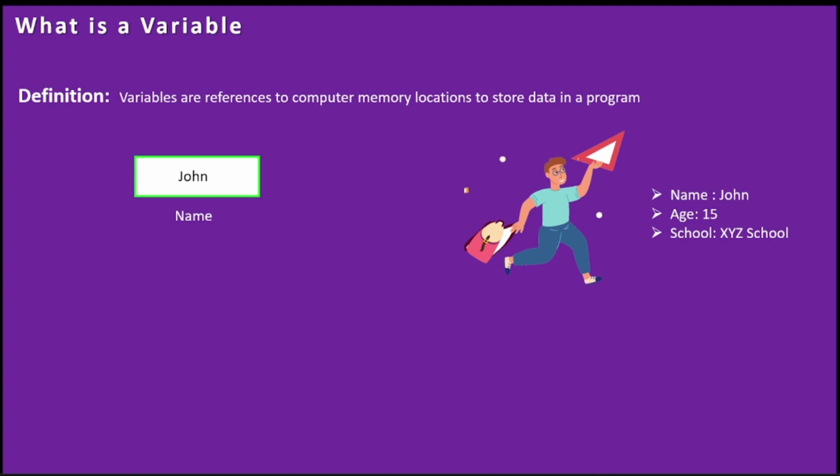And a variable is nothing but a reference to a computer memory location to store our data in the program. This is how variables generally work in programming languages, and this is how variables map to data locations in the memory.